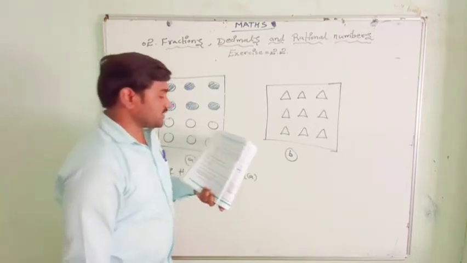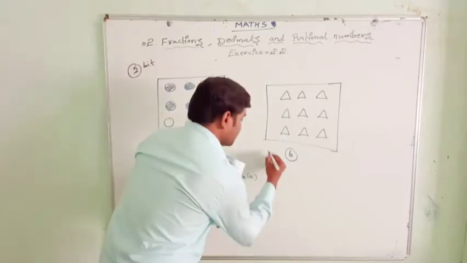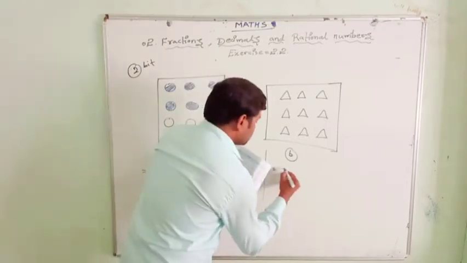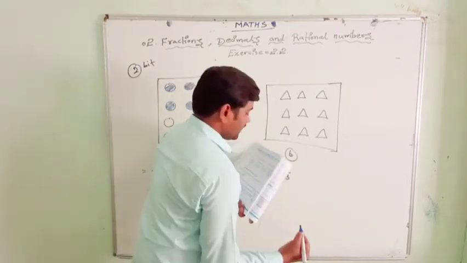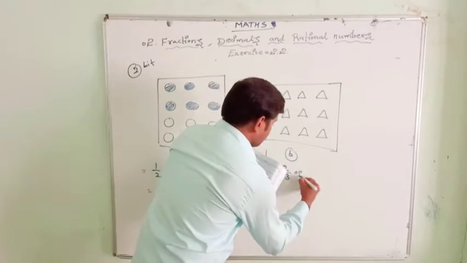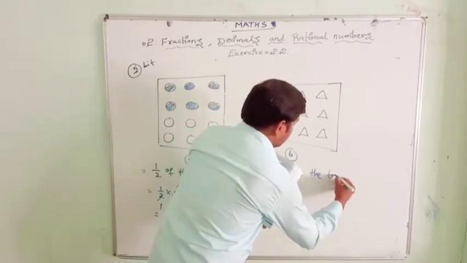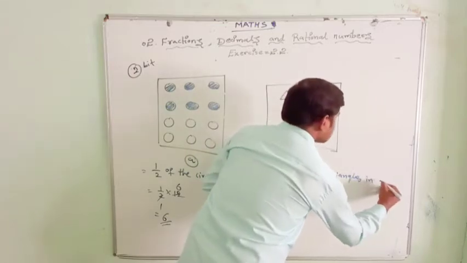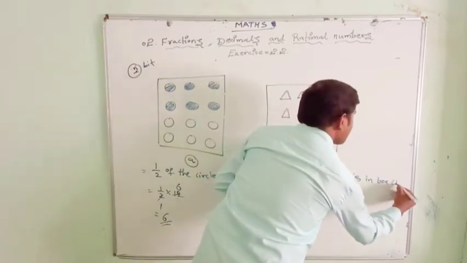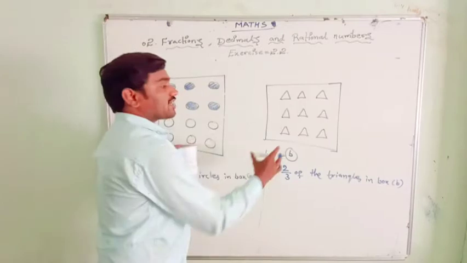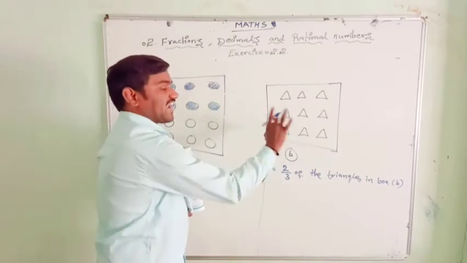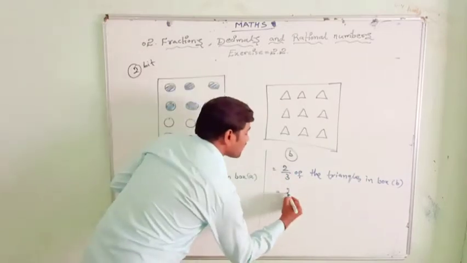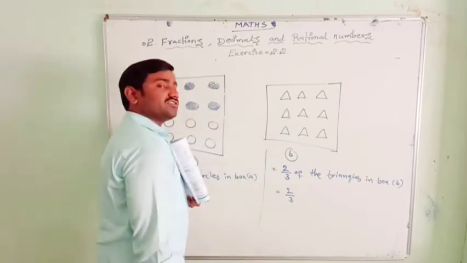The second question, let me see here. They have given the question very clearly. We have to read the question. 2 by 3 of the triangles in box B. In box B, how many triangles are there? There are 9 triangles. Out of that, 2 by 3 of the triangles we have to shade.